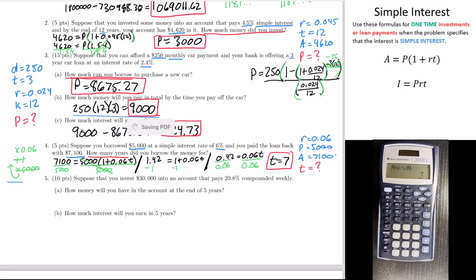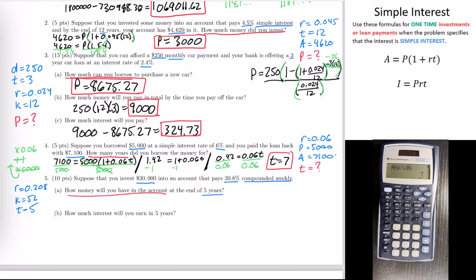On question 5, it says, suppose that you invest $30,000 into an account that pays 20.8% compounded weekly. And the question is how much money will you have in the account at the end of 5 years? So if we identify our variables here, the easy variables to find are the interest rate of 20.8%. The fact that our interest is being compounded weekly means K equals 52. Our time is 5 years. And the $30,000 is the amount that we invest.